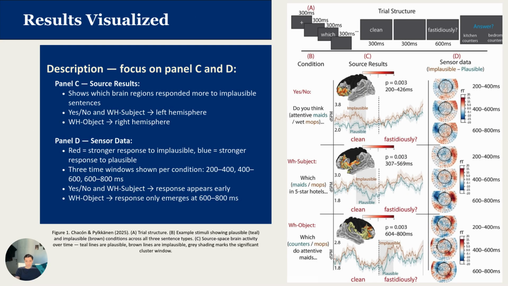Now, this is a figure directly from the paper. Panel C shows us the timing. The implausible-plausible N400 or M350 response occurs the earliest, and the W object one occurs the latest. And in panel D, we see that this is recorded from the MEG, so we see that most brain activity is on the right side of the brain for W object.